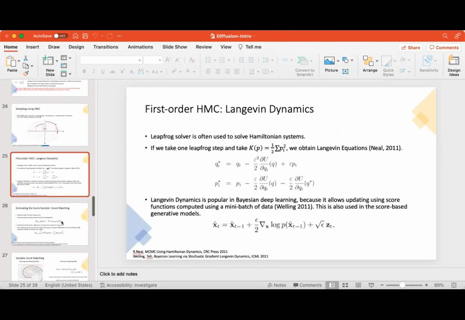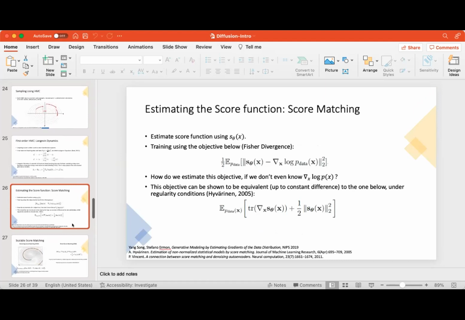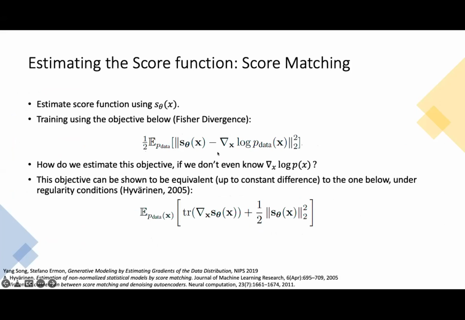A key term in Langevin dynamics is this score function. We need the score function to do the sampling. That's why there are score matching algorithms that people use to estimate the score function. The objective is very straightforward; it's called the Fisher divergence. You create a neural network to model the score, and then you minimize the expected L2 distance between them. However, you don't really know this term. It's not like a supervised learning task where you have ground truth. How do we even estimate this loss?